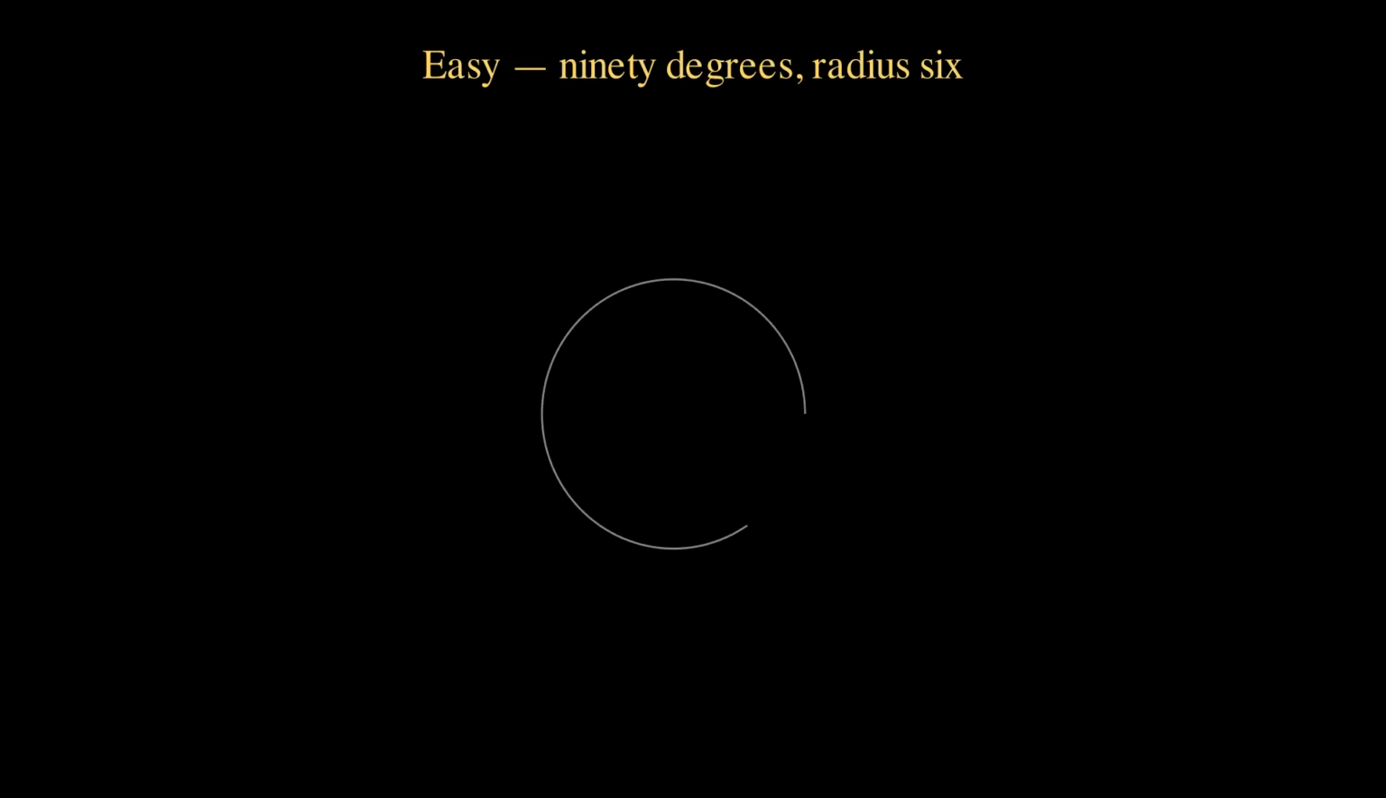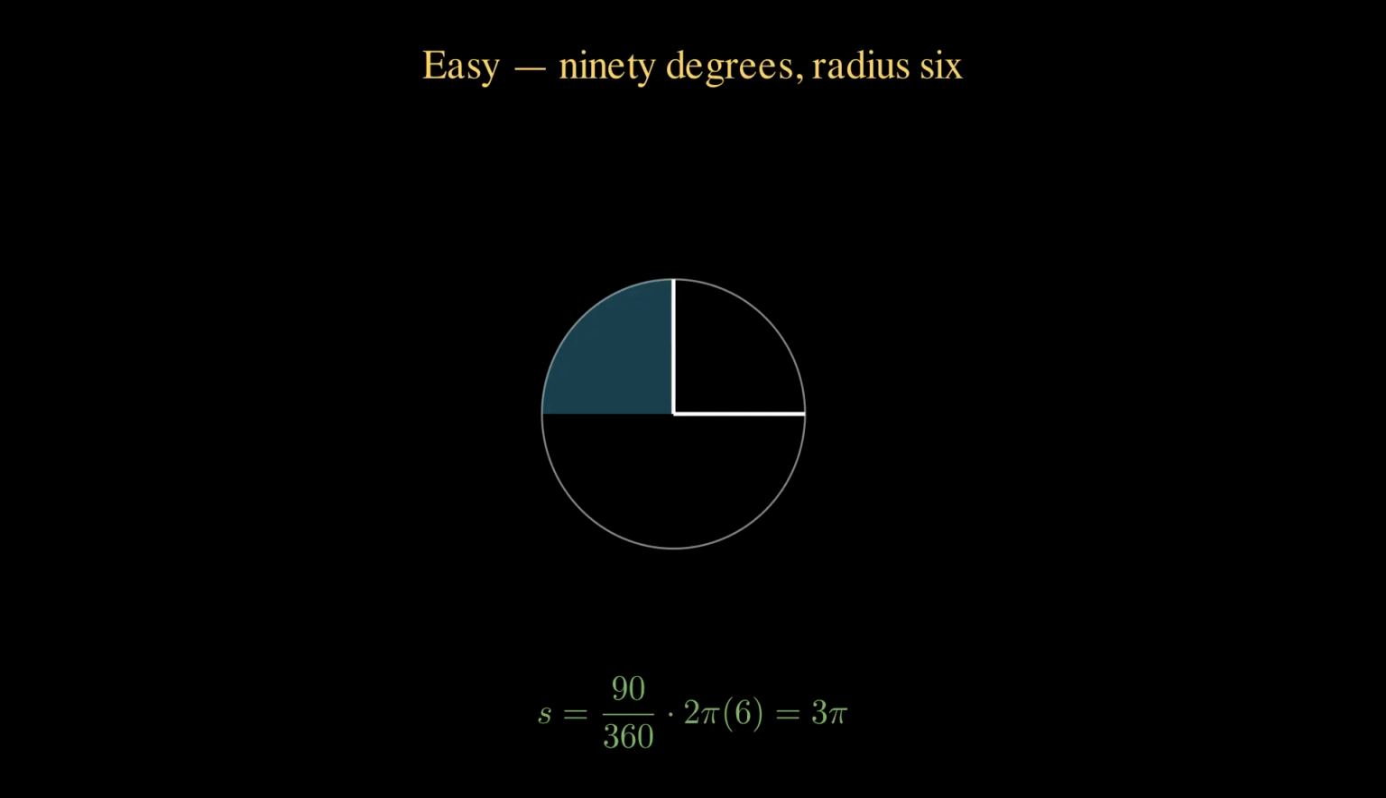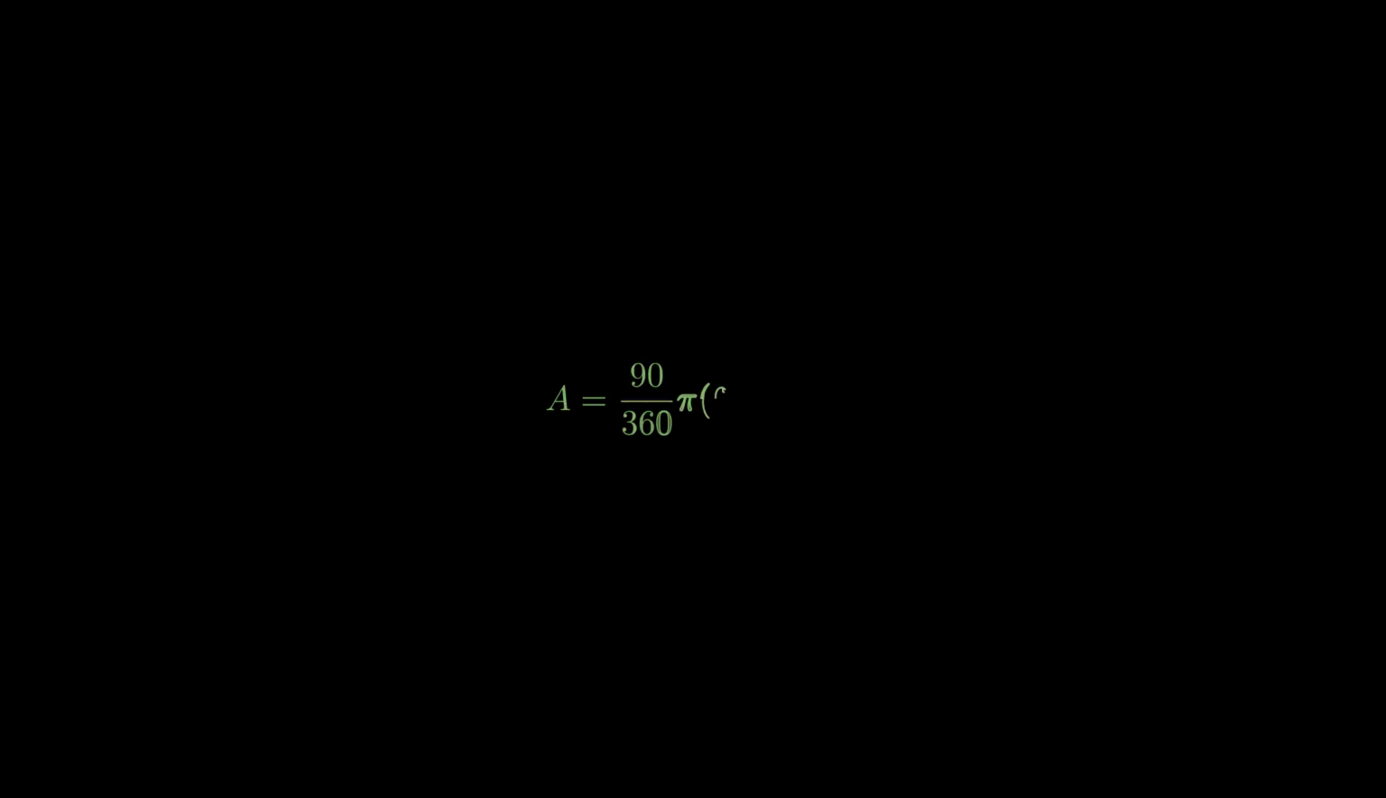Easy example. A 90-degree sector in a circle of radius 6. 90 over 360 is 1/4. Picture 1/4 of a disk. The curved part is 1/4 of the circumference. Arc length is 1/4 times 2π times 6, which simplifies to 3π. 90 degrees is 1/4 of 360, so you should picture a quarter slice of a disk every time you see a right angle in a circle. Sector area is 1/4 times π times 36, which is 9π.